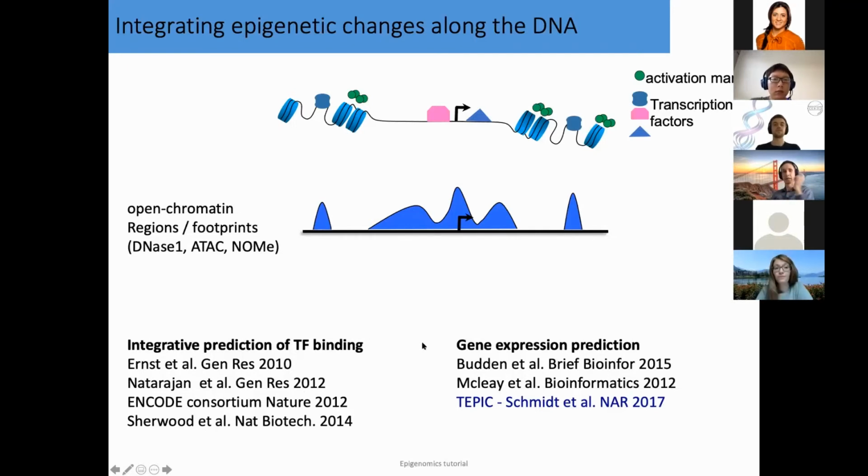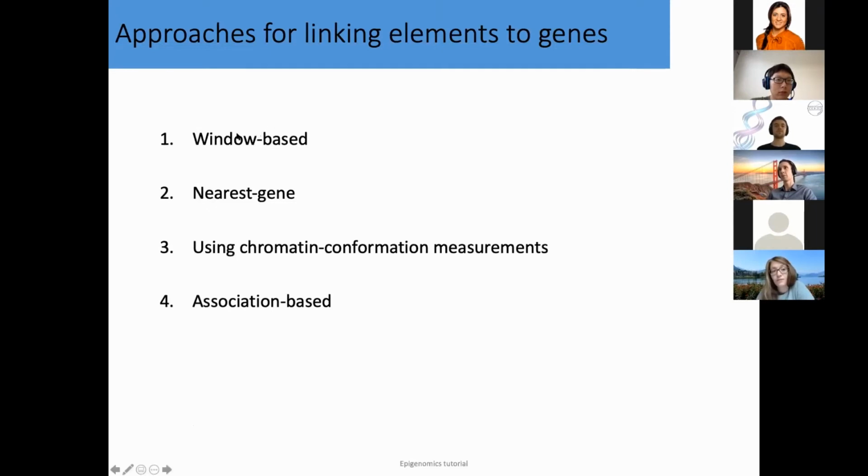So today I'm going to talk about our approach. It is called TEPIC, a software that can do many things around the integration of epigenomics data with gene expression. We will talk about different approaches for linking elements to genes. I think the two most naive, or better to say the most common, are window-based and nearest gene. The third one would be using chromatin conformation data like Hi-C data or ChIA-PET, or association-based approaches.